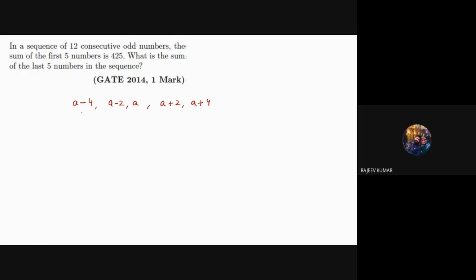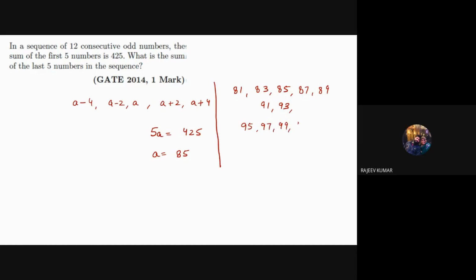The sum of first five numbers, if I add them up, see यहाँ पर plus 4 minus 4 cancel हो जाएगा, plus 2 minus 2 cancel हो जाएगा, I'll get 5a. So 5a is going to be equal to 425. So a is going to be equal to 85. Right? So this is your third number. ठीक है, तो सीक्वेंस आपका कैसे चालू हो रहा है? 81, 83, 85. Third number. Then 87, 89. How many numbers are there? There are 12 consecutive numbers. इतना हो गया. 91, 93. Then 95, 97, 99, 101 and 103. ये लास्ट फाइव नंबर्स हो गए मेरे पास.